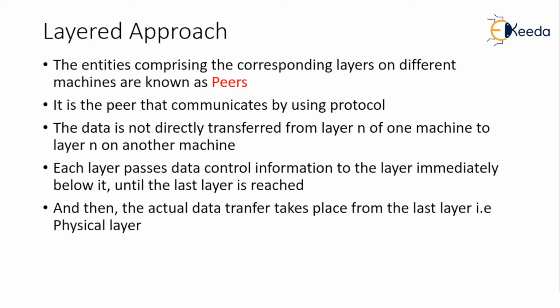Now, it is very necessary to know that data is not directly transferred from layer N of one machine to layer N of another machine. Each layer passes data and control information to the layer immediately below it until the lowest layer, that is the physical layer, is reached. And then the actual data transfer takes place from the last layer, that is the physical layer.